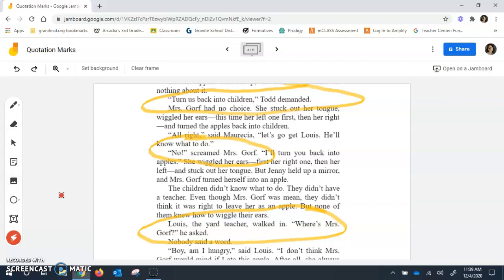Same with this one. "No!" screamed Mrs. Gorf. So the word coming out of Mrs. Gorf's mouth was no, and she yelled it. So we have an exclamation point there, and of course our quotation marks. I know those are the exact words she's saying. You'll notice down here, "Where's Mrs. Gorf?" he asked. So quotation marks, and then our friend the question mark right there, because he's asked a question. He asked, "Where's Mrs. Gorf?"